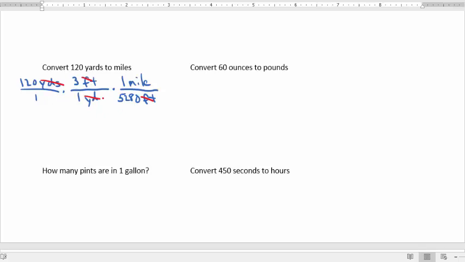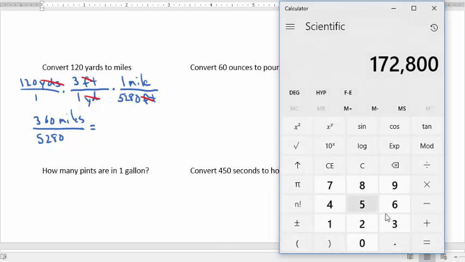Now this one is a little bit different because the new denominator has something in it. So what we would do is we multiply across the top. So we'd end up with 120 times 3, which is going to be 360. But we still have 1 times 5,280 in the denominator. So we're going to have to do 360 divided by 5,280.